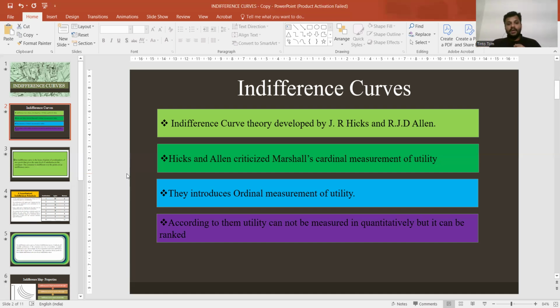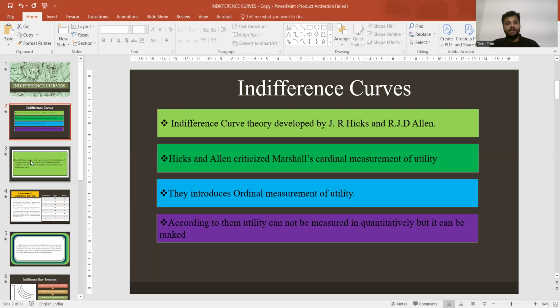So when it comes to the ordinal approach, R.J.D. Allen as well as J.R. Hicks both criticized the cardinal measurement of utility, that means measuring the satisfaction in terms of cardinal numbers. Instead, they came up with a new idea and introduced an ordinal measurement of utility. So according to J.R. Hicks and R.J.D. Allen, utility cannot be measured quantitatively. Instead, it can be ranked. That's what they conveyed. So for that, they came up with a tool called the indifference curve.